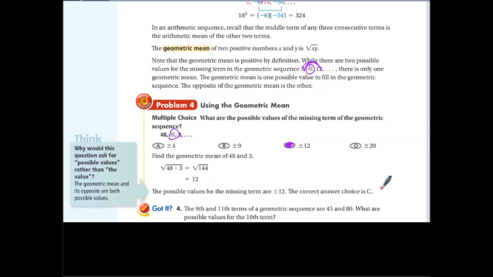If the 9th and 11th terms are 45 and 80, what are the possible values for the 10th term? Go ahead and pause the video right here and give me some possible values for that 10th term. All right, you're back. Hopefully for this one you got plus or minus 60. Pretty straightforward stuff. That's it for 9-3. Sit tight right there. We're going to do 9-5 also.